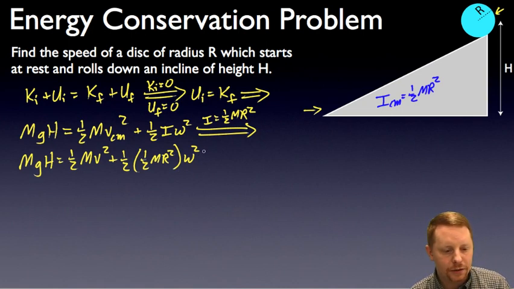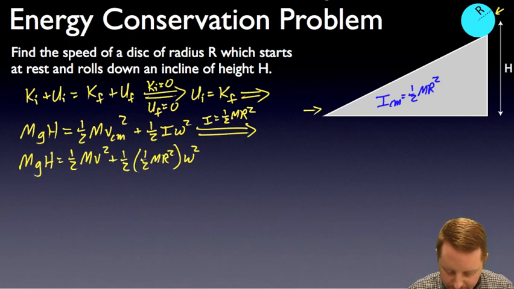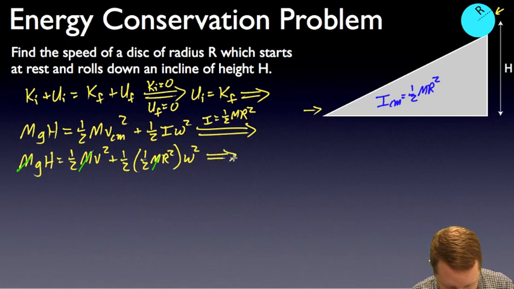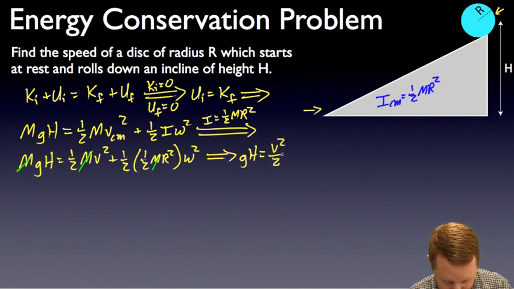All right, getting a little closer here. Notice I have an m here, here, and here. I can divide everything by m and simplify this a little bit. We've got the m's taken out there. So when I rewrite this now, I could write this as gh equal to v squared over 2 plus, over here I've got 1/4 r squared omega squared.